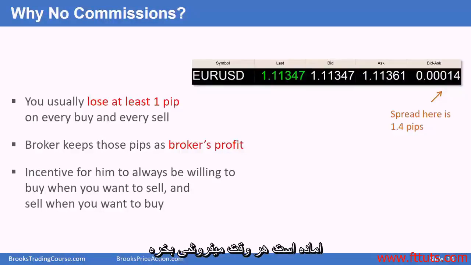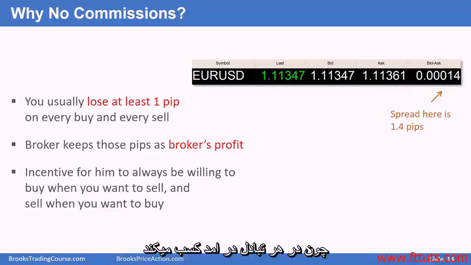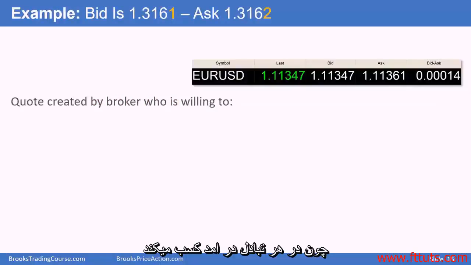He's always going to be willing to buy from you when you want to sell. He's always going to be willing to sell to you when you want to buy, because he makes money on every transaction. Okay, here's an example.